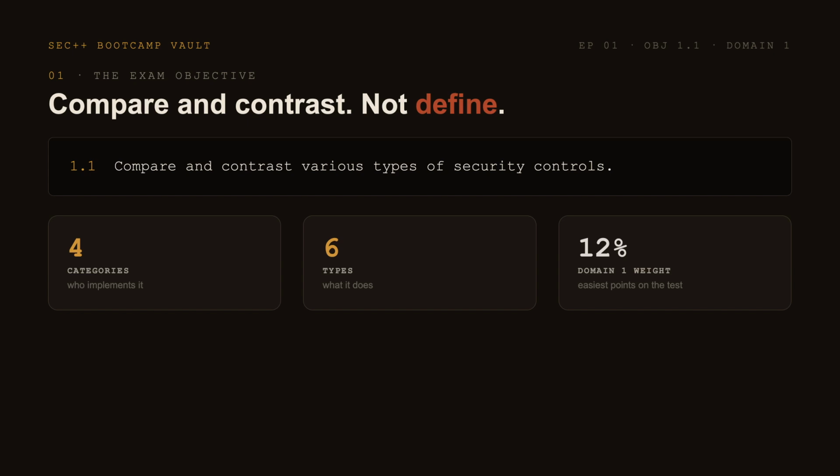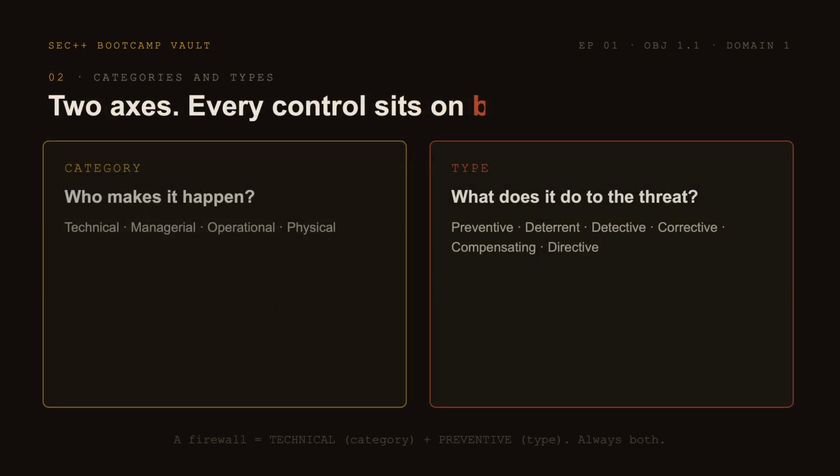Every control question comes down to 2 simple questions. Question 1, who or what makes the control happen? That is the category. A firewall is run by a computer. A policy comes from management. Question 2, what does the control actually do about the threat? That is the type. Does it stop the attack, scare someone off, catch it, or clean up the mess afterward? And here is the key. Every control has both a category and a type at the same time. A firewall is technical, and it is preventive. When you get a question, your first move is to figure out which of those 2 questions is being asked.